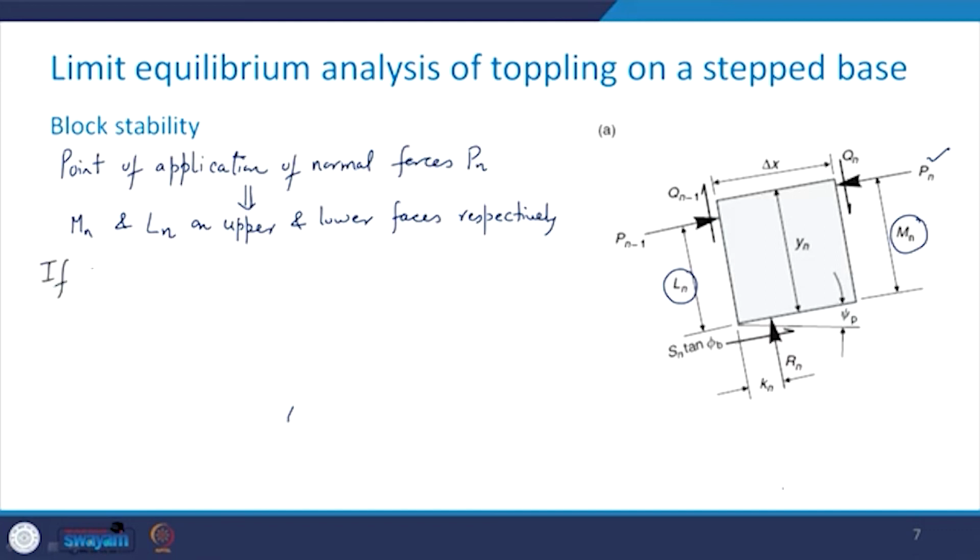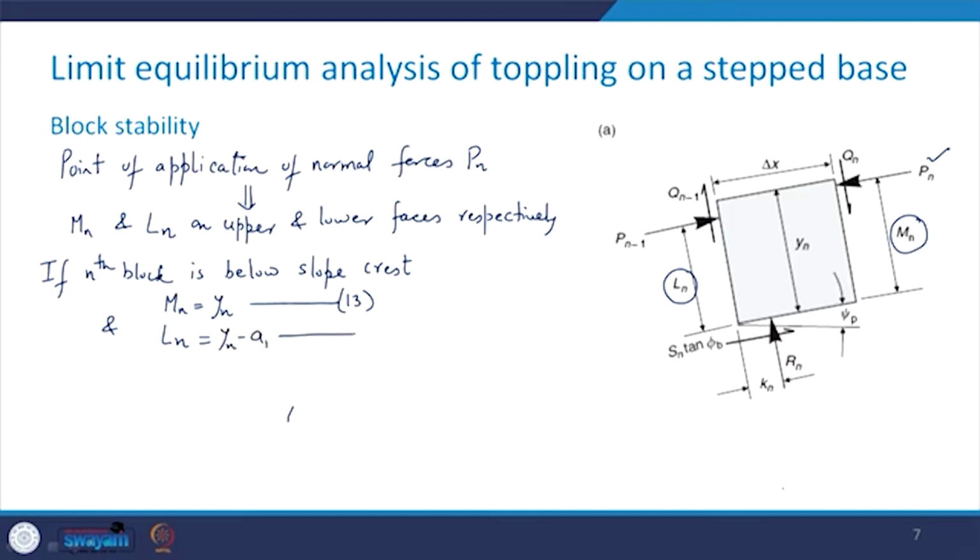If nth block is below the slope crest, what will happen in that case? Your Mn will become equal to Yn. Make it equation number 13. Till equation 12 we have in previous class. And Ln will be equal to Yn minus A1. That's equation number 14.